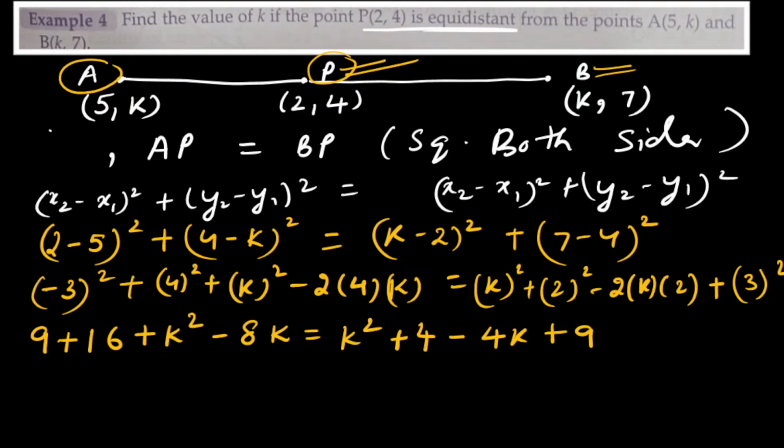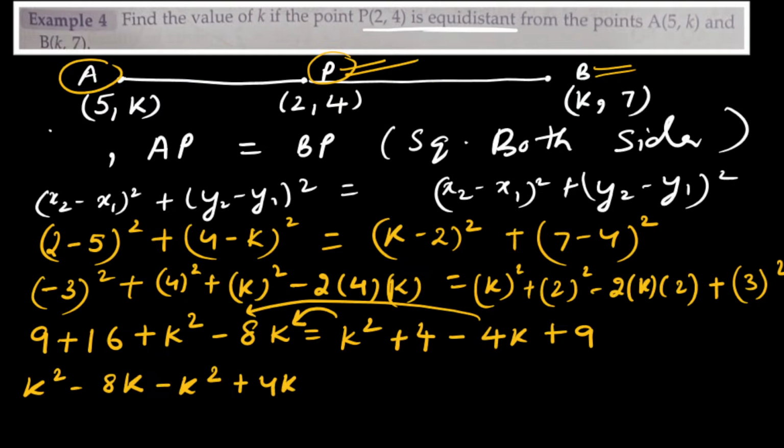Now let's shift everything to one side, or directly I will tell you, k terms will shift to one side, constants will keep on the other side. So k square I am writing here, minus 8k I am writing here. So all the k terms I am shifting to the left side. So this k square also I will shift, so it will become minus k square, and this 4k also will shift, so this will become positive 4k, because here it is minus. So 4 and 9 already there, so I will be writing as it is.